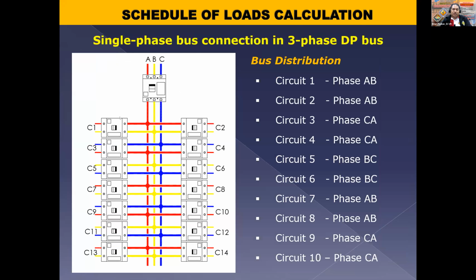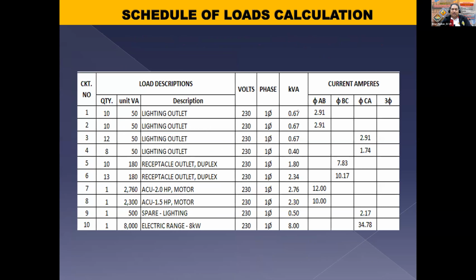So for circuit 1, ang connection niya sa bus is AB. Circuit 2 is AB pa rin. Circuit 3 is CA, so on and so forth. Just look at this figure lang para hindi tayo magkalito-lito. And then ito yung kuha niya in a load schedule. Ito yung current distribution niya. Circuit 1 and 2 is AB. Circuit 3 and 4 is CA. Circuit 5 and 6 is BC. So on and so forth.